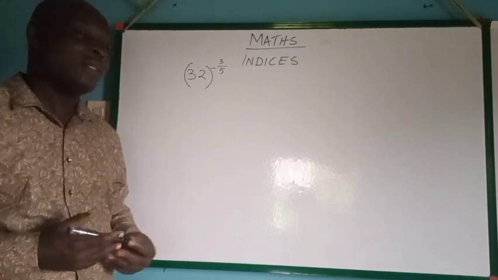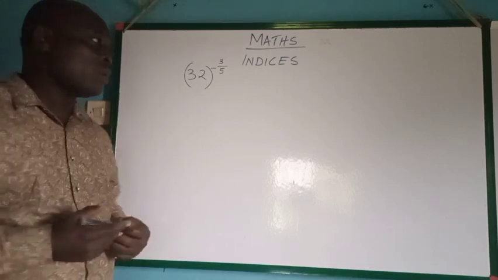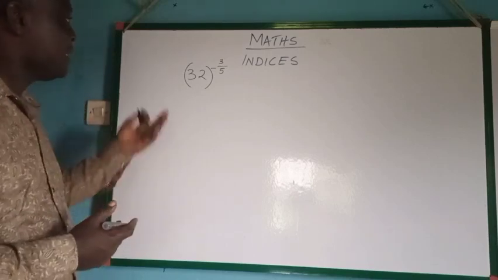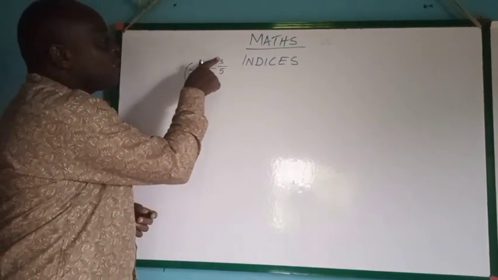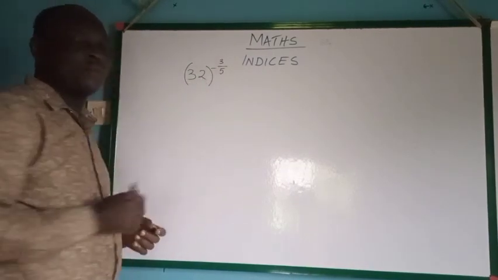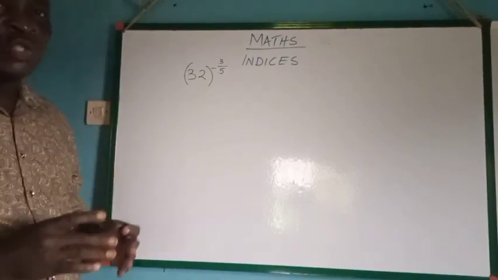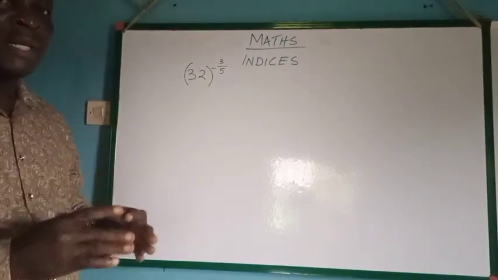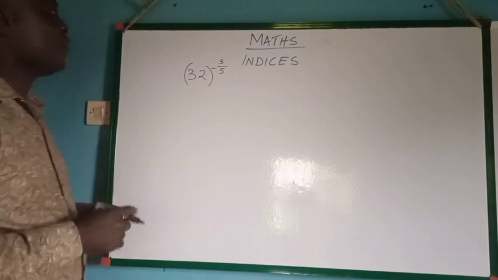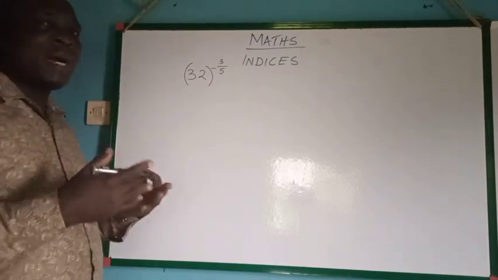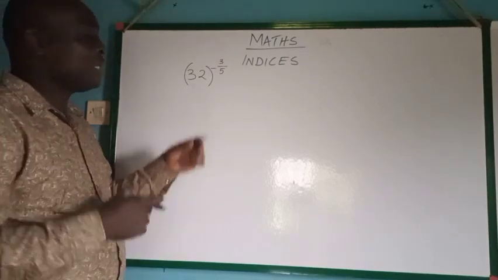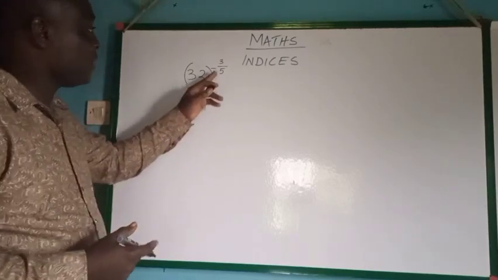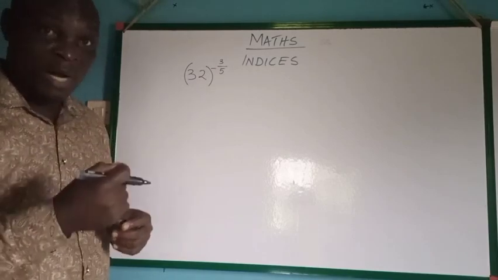Now we are having a question on the board. That expression says 32 raised to power minus 3 over 5. 32 raised to power minus 3 over 5. So if we go back or have a refresh on what we discussed on the laws of indices, this is the law that has negative power.